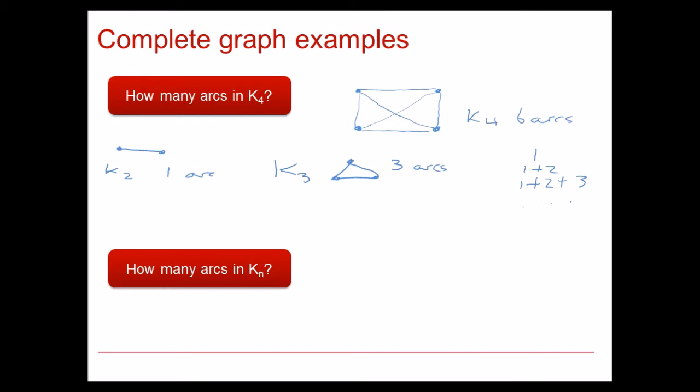So, for Kn, we would find we were summing 1 up to n-1. So the number of arcs will be n/2 times n-1. You may also wish to think of this as nC2 and link it to your work on series and combinations. This makes sense because every vertex is connected with every other vertex, i.e. you have n nodes of n-1 arcs, but then every arc is counted twice.